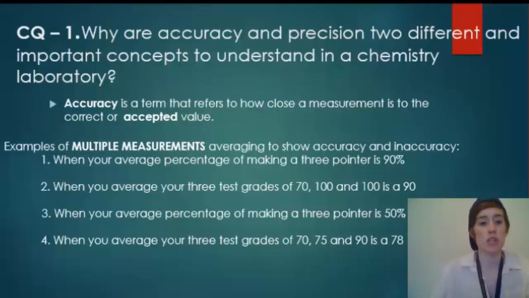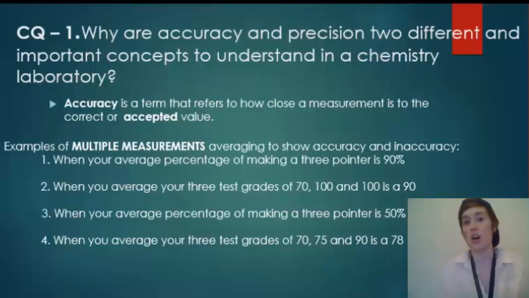Number 1 says when your average percentage of making a three-pointer is 90%. That's an example of accuracy. Does that mean you made the three-pointer every single time? No, in fact, since it's 90%, you probably missed it sometimes, right? But since we're referring to the average of all your tries, we can say that your average was accurate.